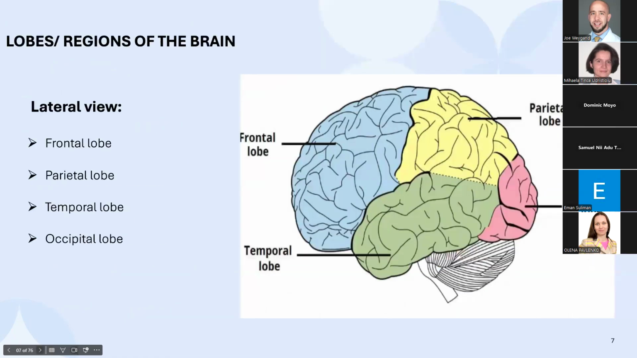And in the brain anatomy, we have different lobes of the brain. We have the frontal, and posterior to it is the parietal. Then at the very back, we have the occipital, and laterally, we have the temporal lobe. And of course, this is the cerebellum, and this is the spinal cord.